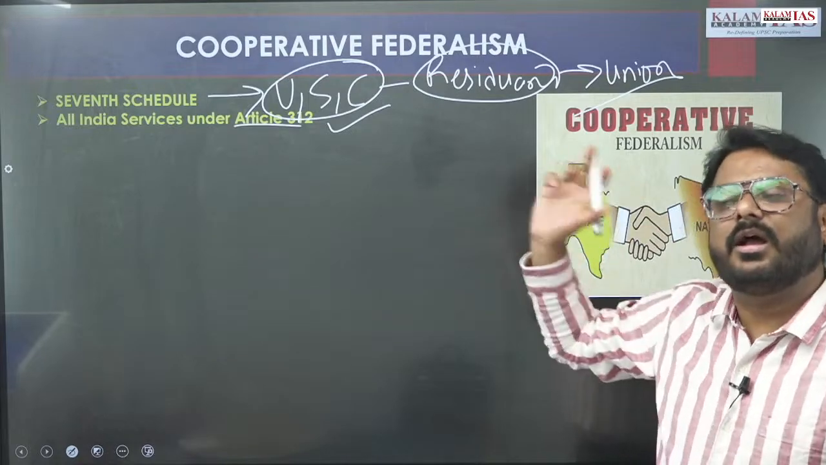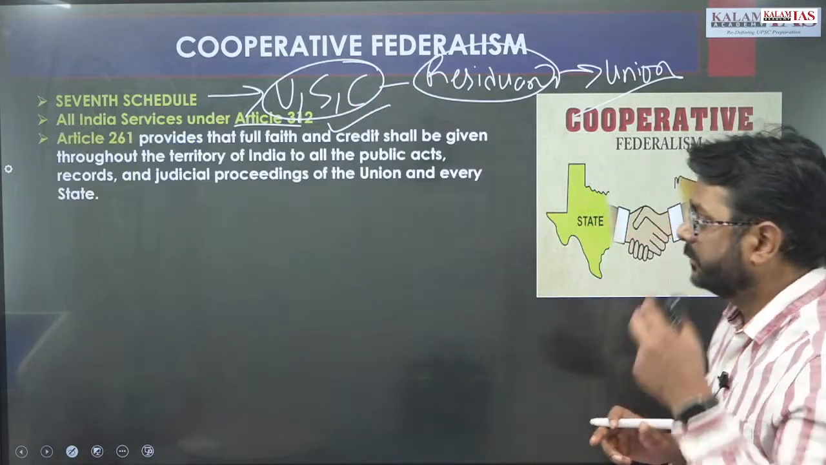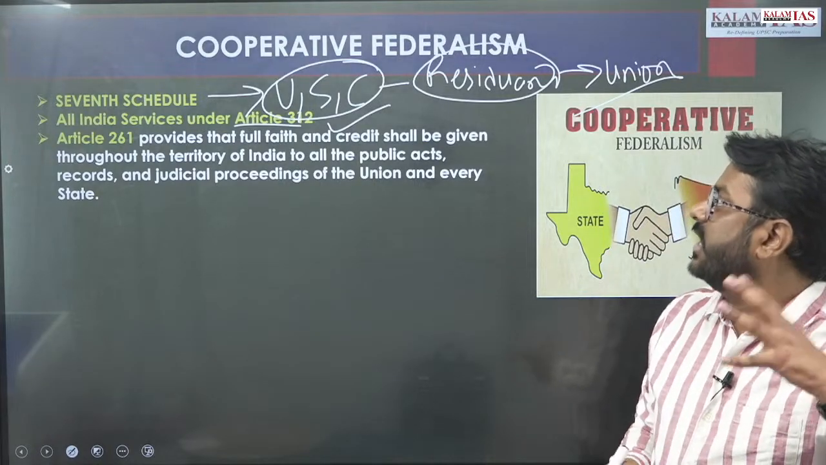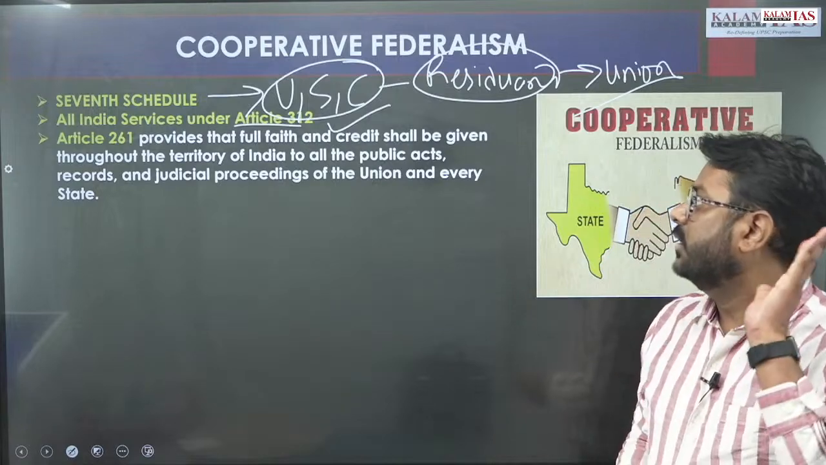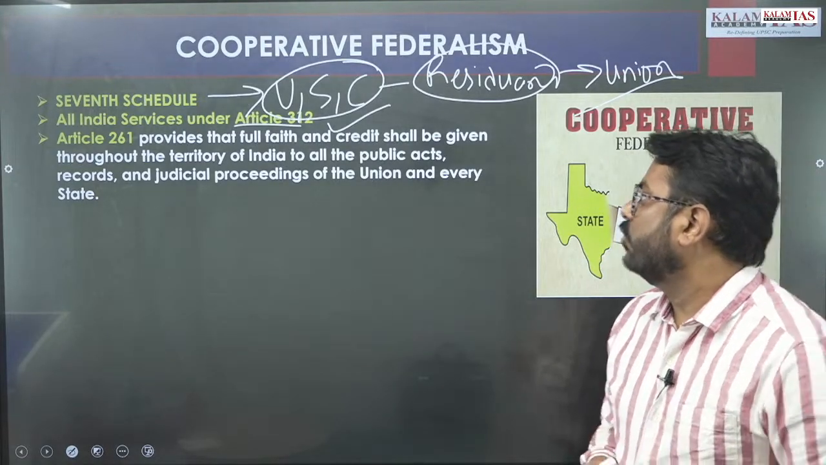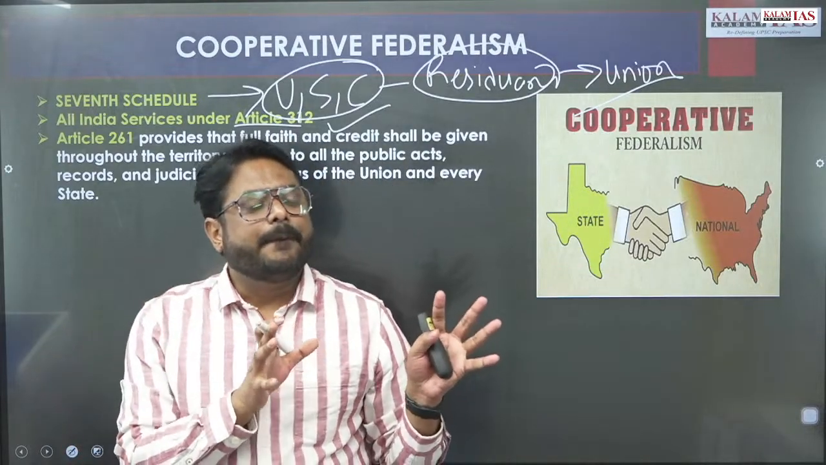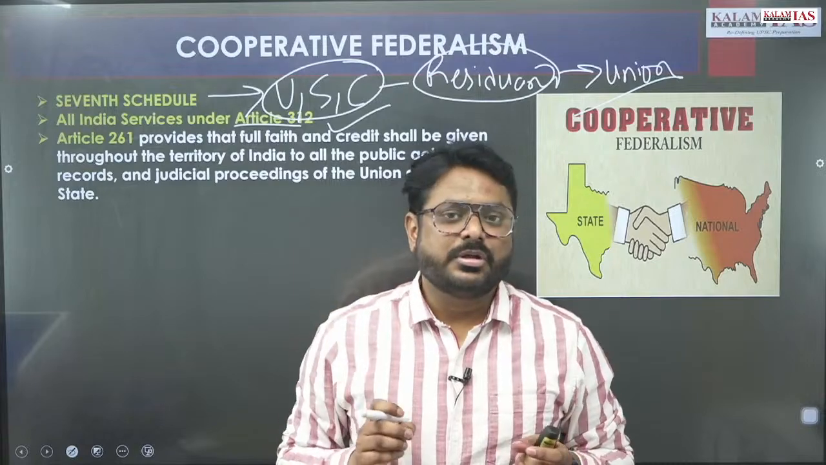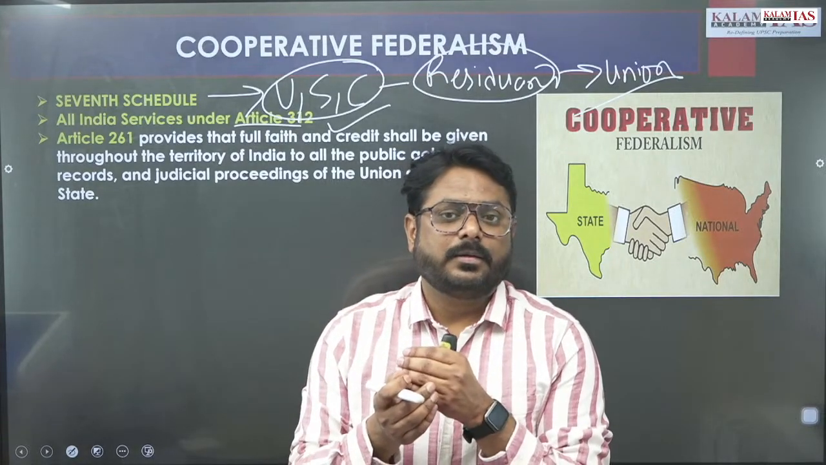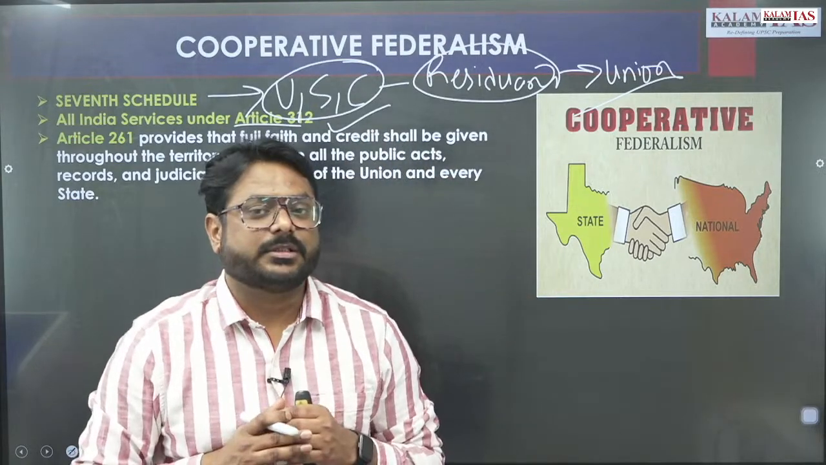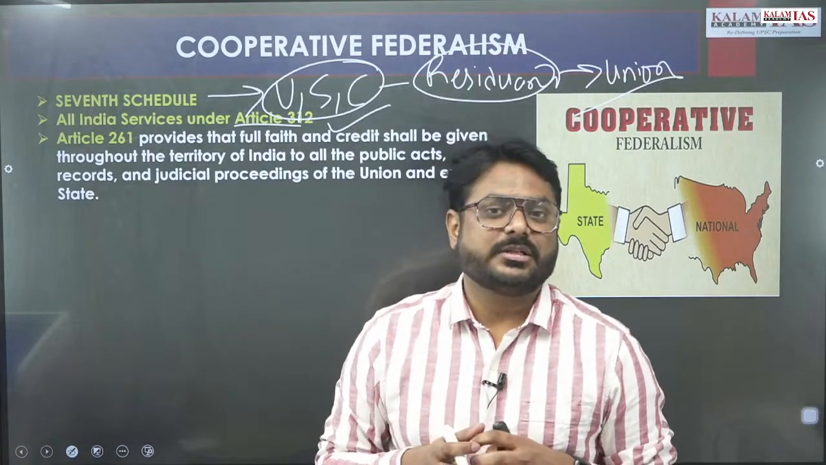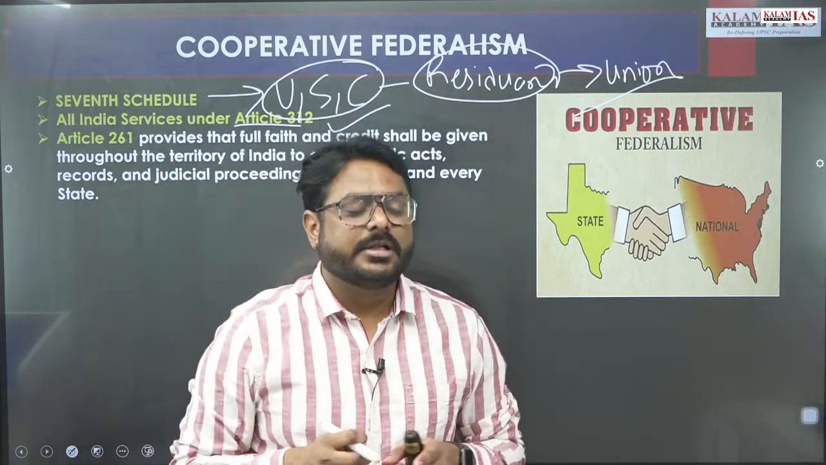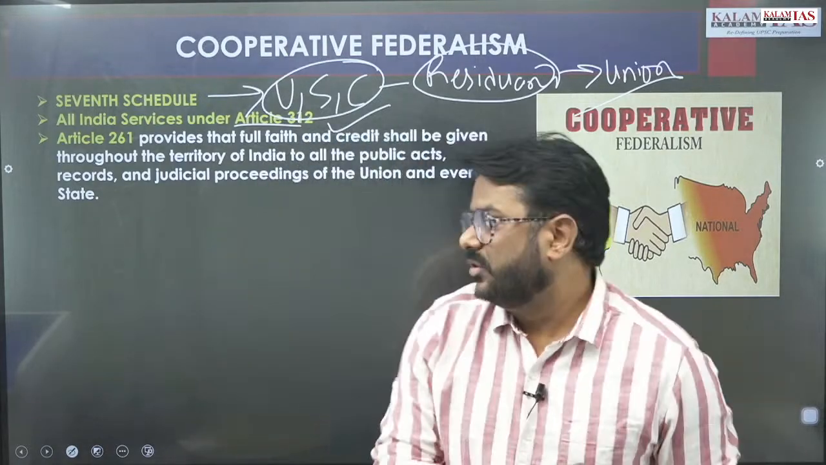So what is this? This is called cooperation between the center and the states. Then Article 261 of the Constitution of India provides that full faith and credit shall be given throughout the territory of India to all the public records, public acts, and judicial proceedings of the Union and every state. So whatever judicial proceedings there are by the Supreme Court, by different courts, for example Bihar High Court, Madhya Pradesh High Court, right? There will be value and respect for those proceedings, right? Similarly, whatever public orders, government orders are given by the Bihar government or the Rajasthan government or the Tamil Nadu government, they will be respected, right? So that will be there.